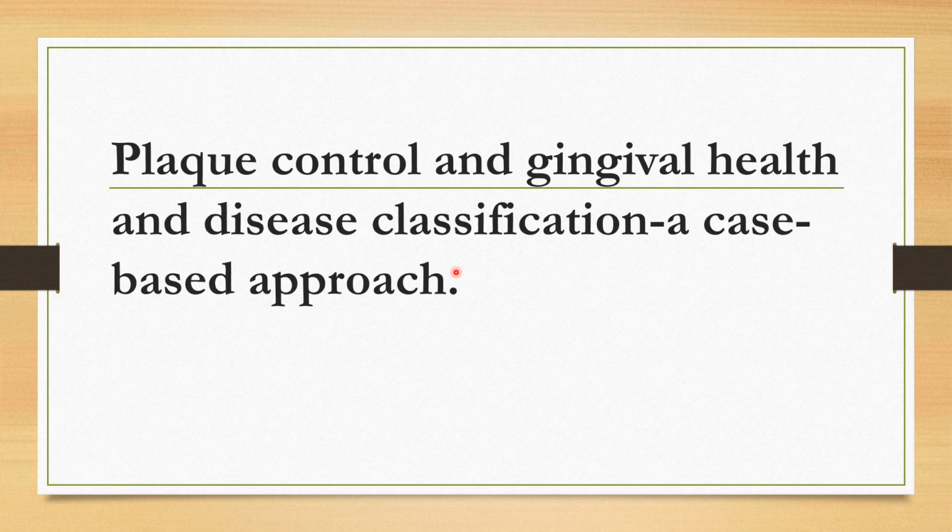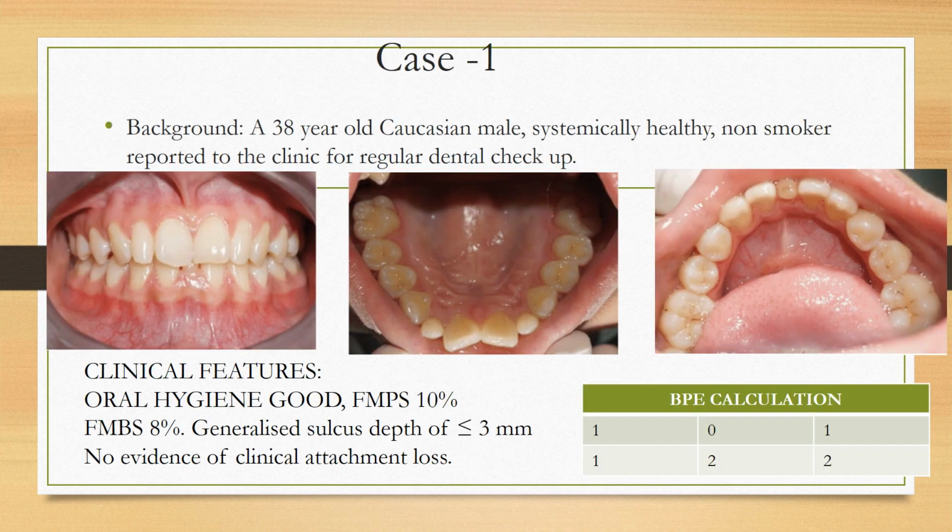So we have discussed all the periodontal case sheet recordings, all the procedures, all the steps, and now we have come across with some case-based scenarios. We have given three cases, and you have to read and write down the answers and report to the departments. So for case one, that is a 38-year-old Caucasian male, systemically healthy, non-smoker, reported to the clinic for regular dental checkup. You can see the first picture and second picture for the occlusal upper, and third picture for the occlusal lower.